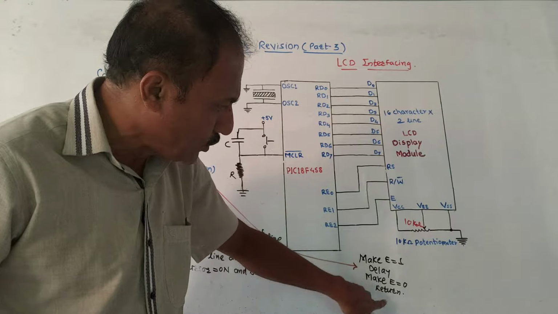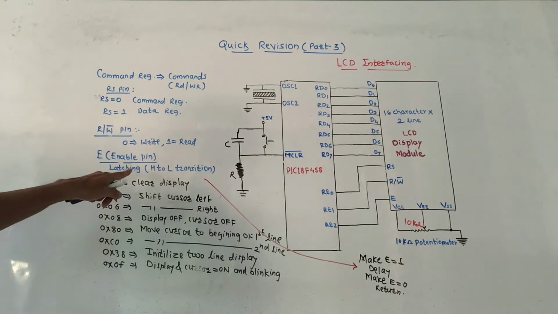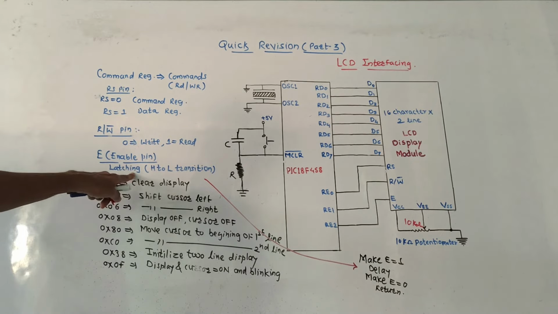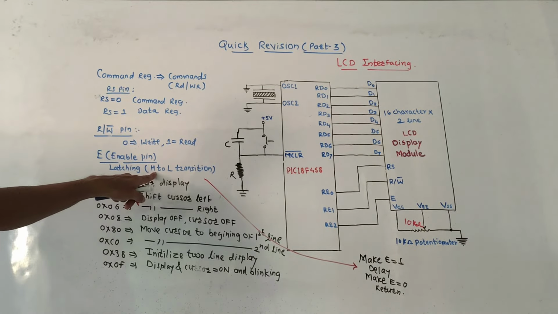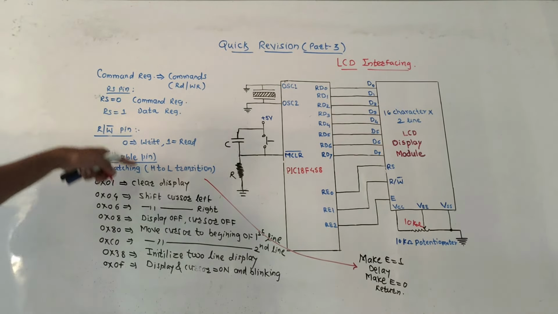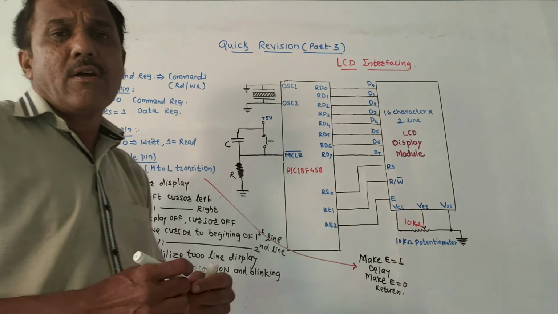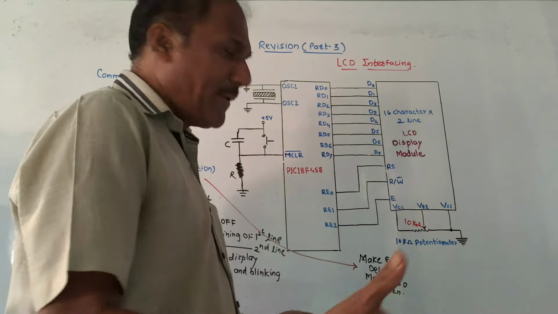Then make E equal to 0 and then return. Very simple. So this is used for latching the data. That means it is used to apply a high to low transition. Then I have written certain commands which are required while performing the programming part.